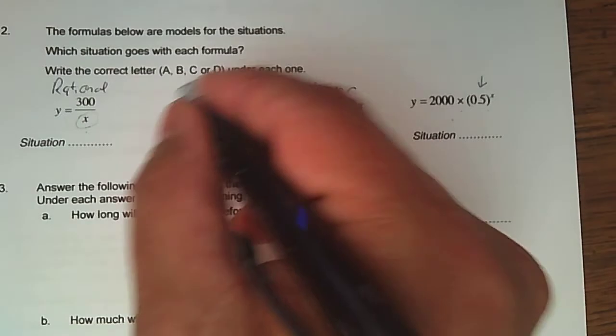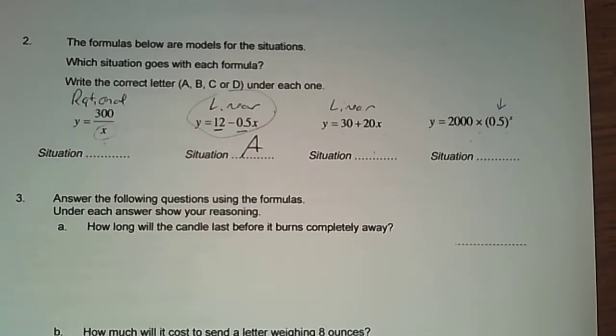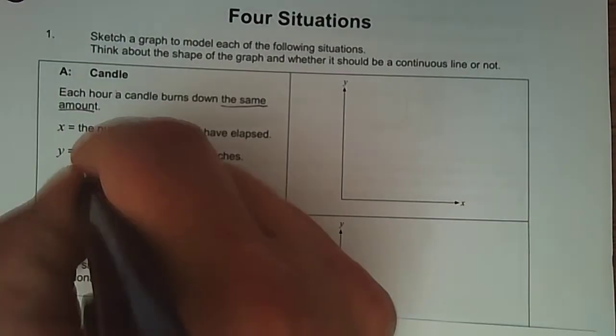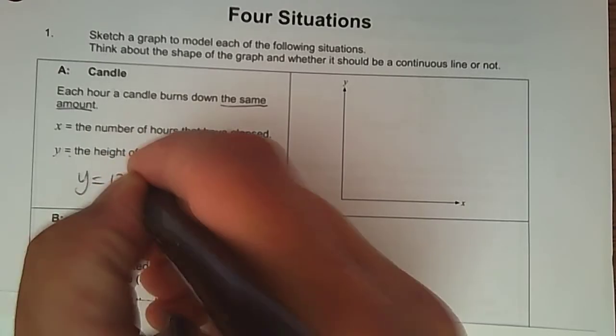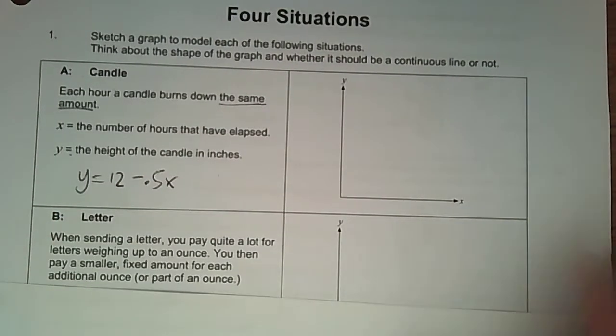So I want you to notice that this one here is going to match it. So A, situation A, is the candle melting. I'm going to come back here and write down the equation, which is 12 subtract 0.5x. And then I'm going to graph this one.